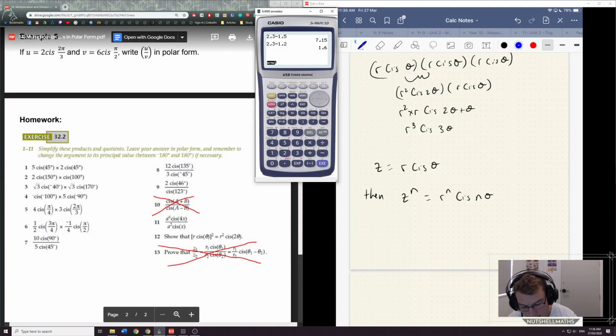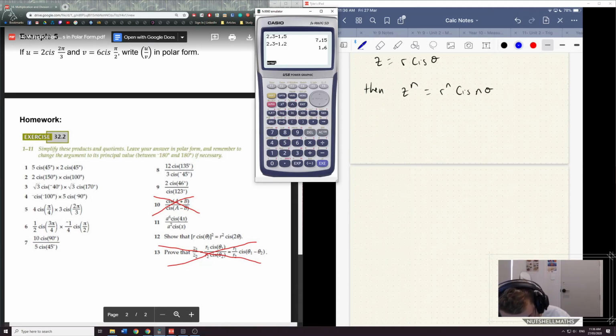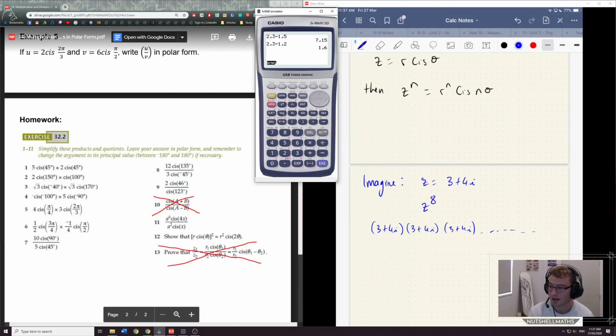Think about it like this, right? I'm making this up now, but imagine this situation. Imagine this. z equals 3 plus 4i, my favorite complex number, right? And I said, can you please find z to the 8? That's going to be hell for you if you have to go 3 plus 4i times 3 plus 4i. Oh my lord. Hell no. I don't want to do that.